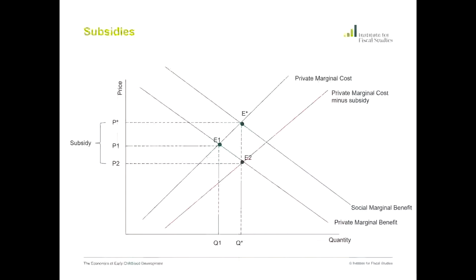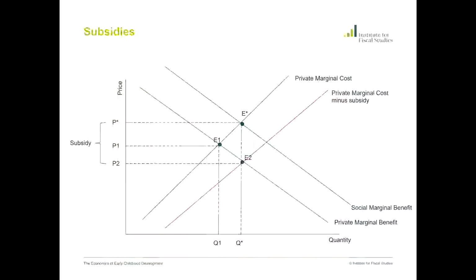What does this look like in a sort of classic price-quantity graph sort of way? Becky will talk about this more later, I'm sure, and have a better explanation for it. But here on my x-axis I have quantity, my y-axis I have price. Before government intervention, I equate the private marginal cost with the private marginal benefit. I end up at point E1.